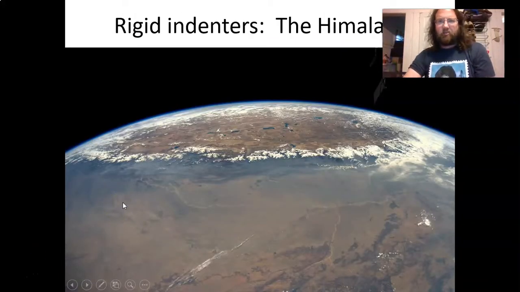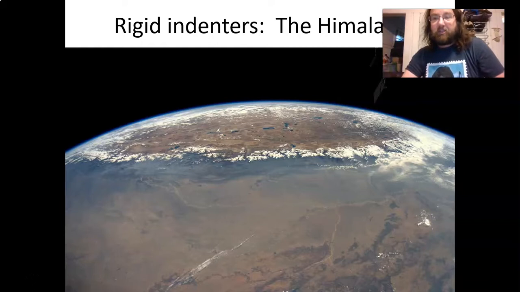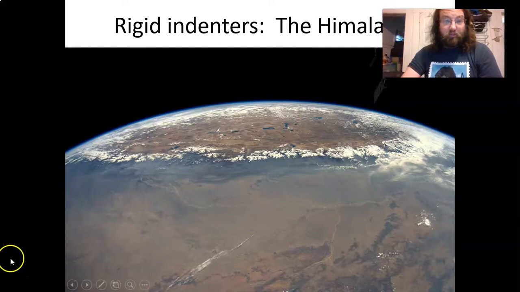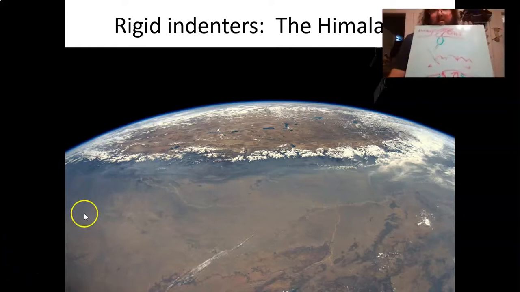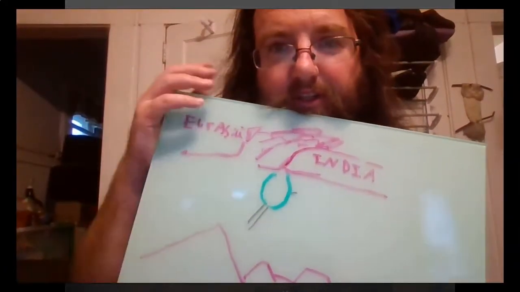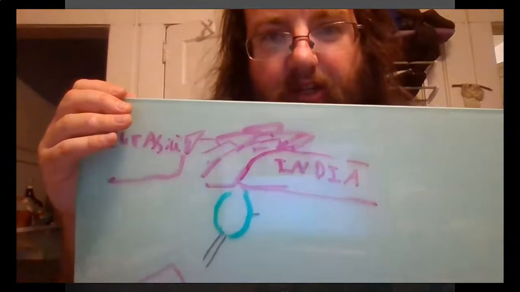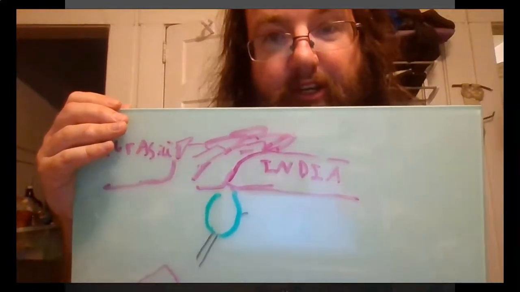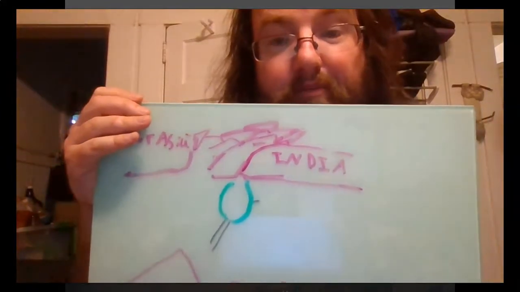Tallest mountain range in the world. This is a subduction zone dragging a piece of continental crust into another piece of continental crust. The two thicken through reverse faulting, and you get super tall mountain ranges. There we go. So we have Eurasia, India colliding with Eurasia, creating an uplifted mountain block.